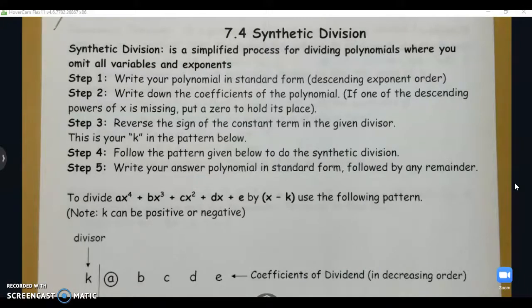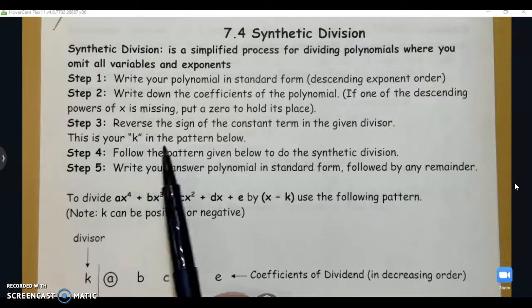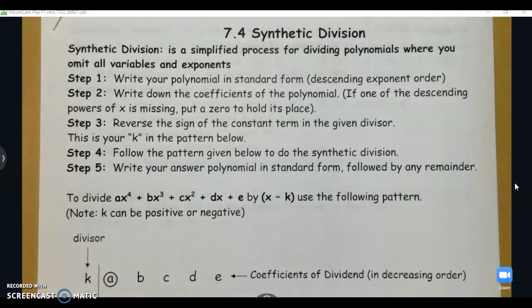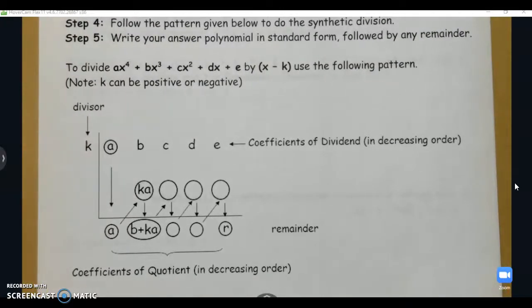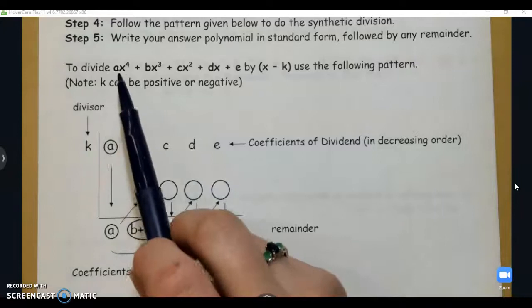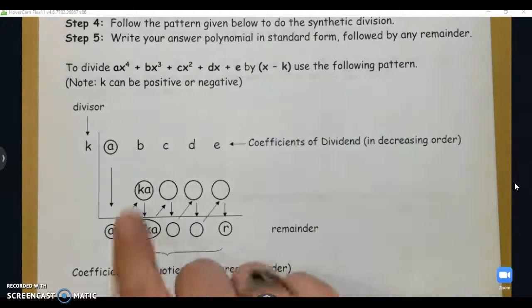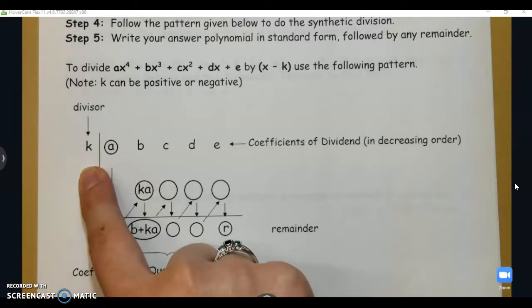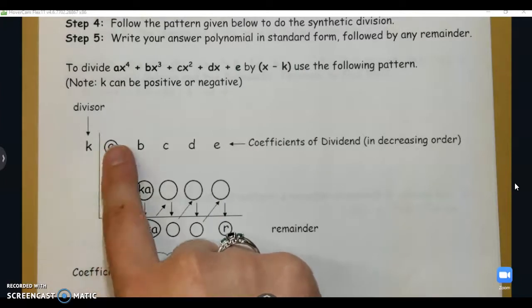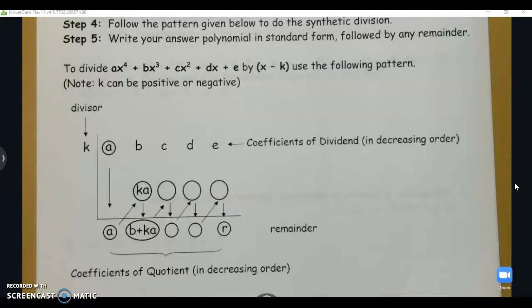And then what we're going to be using as our divisor is reversing the sign of the constant in our divisor, and that's going to be our value k. And then again, we're using that same process we did for long division. So this is just a pattern that we're going to follow. So if we have ax to the fourth and so on being divided by x minus k, we are going to take our coefficients of our dividend, and then we're going to switch that sign on k. So k was negative, it becomes positive, and vice versa. And we are just going to divide those coefficients, following that same process of bringing down, subtracting, etc.